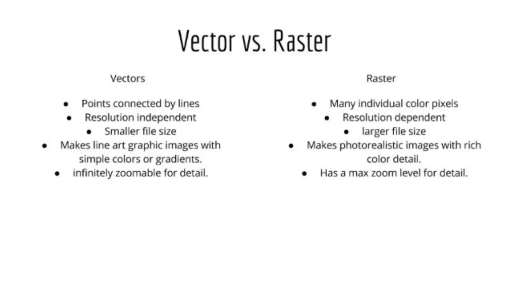Another thing that's interesting about vectors is that they are, again, infinitely zoomable for detail, where raster or pixel images have a max level of zoom that they can assume to be able to see details. Remember, the closer we get to a photographic digital image, the worse that image really looks. But with a vector, you can keep blowing it up and zooming in, and it will always look clean. So that's an idea to help you understand the difference between a vector image process and a pixel-based image process.